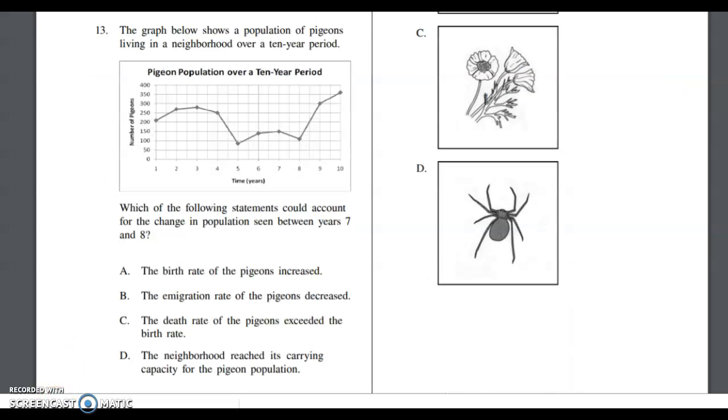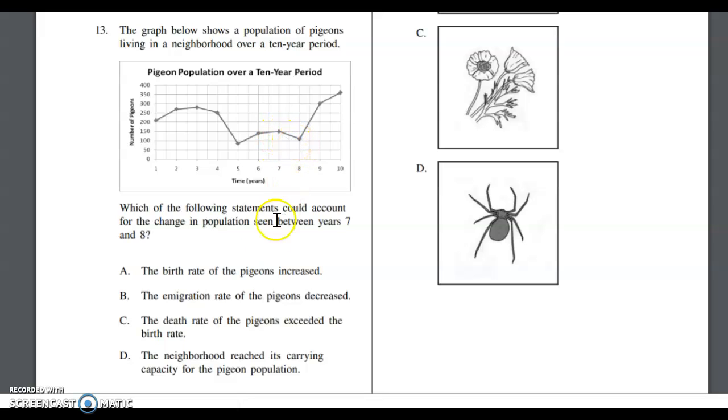Number 13 says the graph below shows a population of pigeons living in a neighborhood over a 10-year period. There's our population. Which of the following statements could account for the change in population between years 7 and 8? So year 7's here, year 8 is there. Notice the population decreased. So which one of these would be describing something that would make the population decrease between that year 7 and year 8?